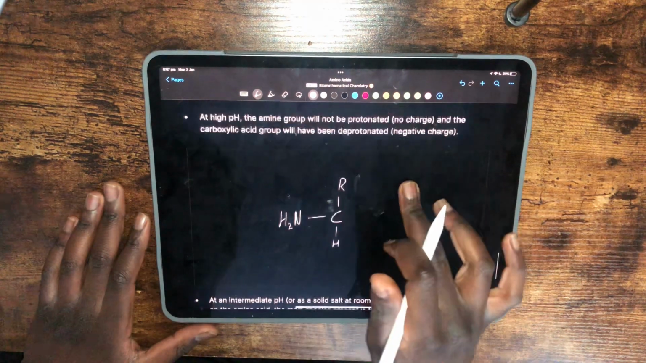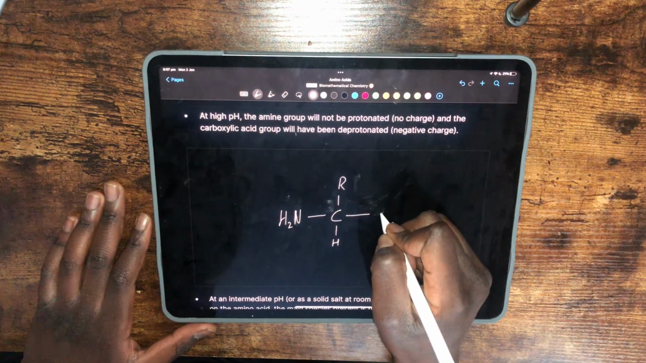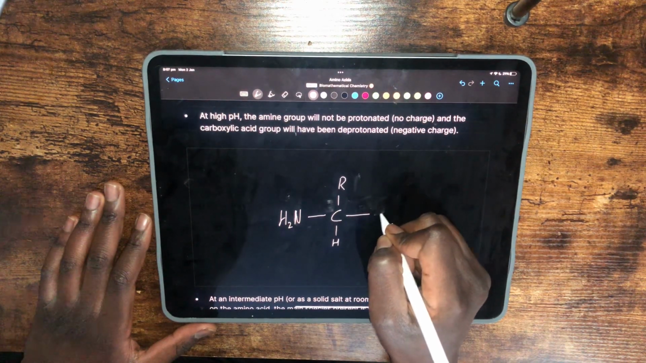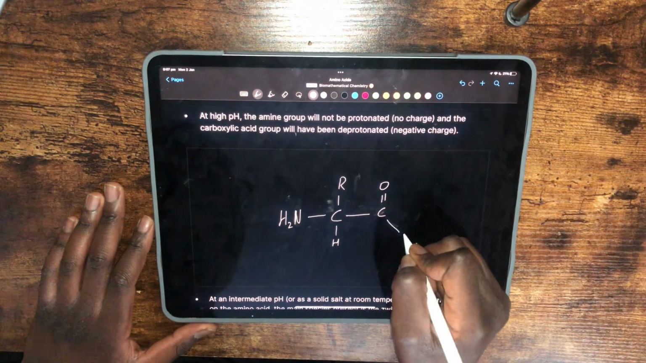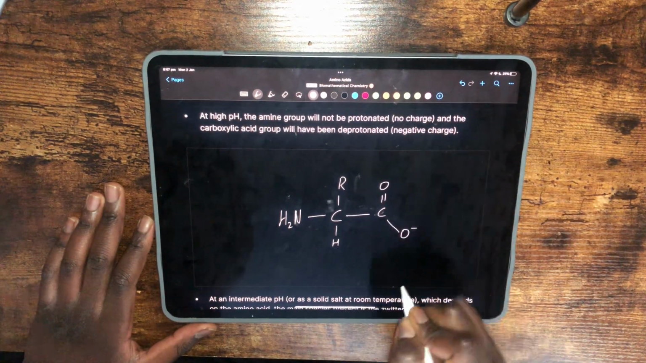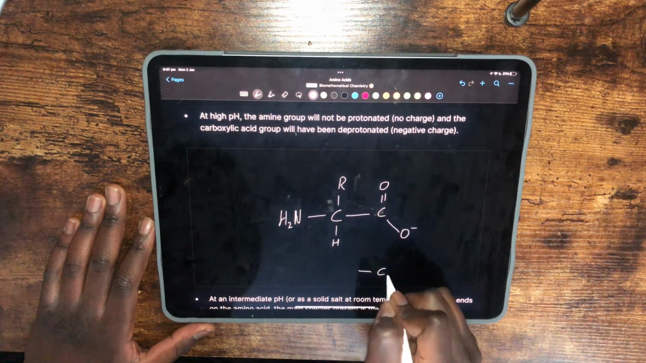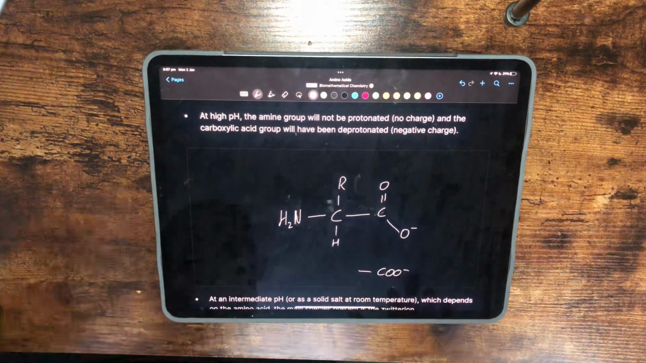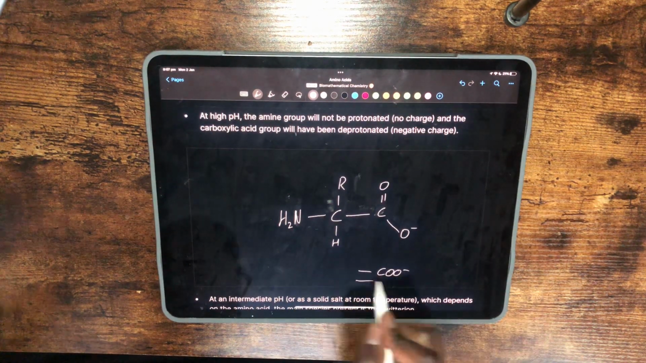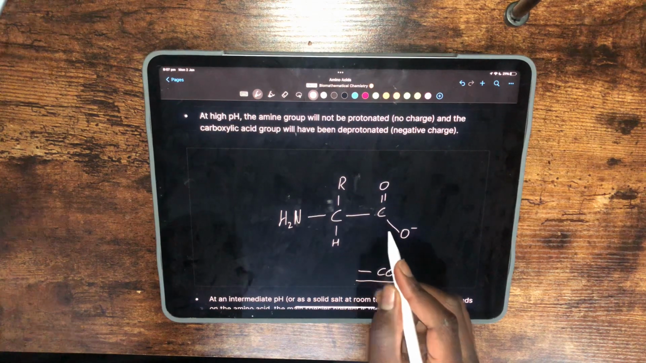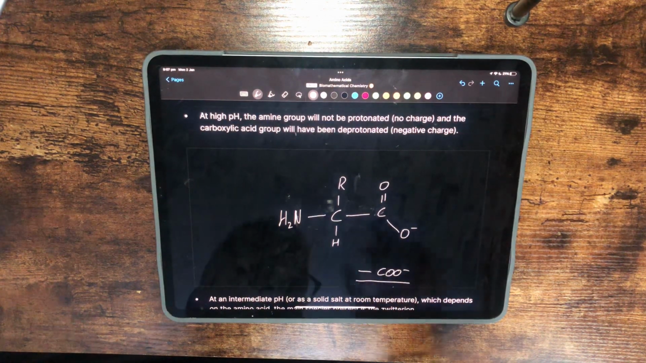But in this example here, it's generally very basic, so they'll have deprotonation. It's lost the proton here, and that's how you represent it. You can represent it like this. They do allow it. I like drawing it like that though, but they do allow writing it like that instead of writing the structural formula, unless they specifically say they want it in a structural formula.